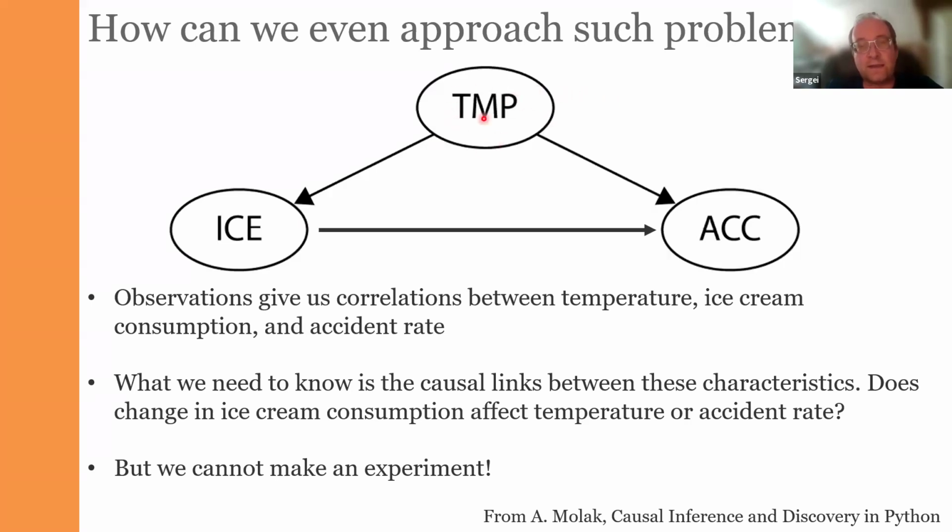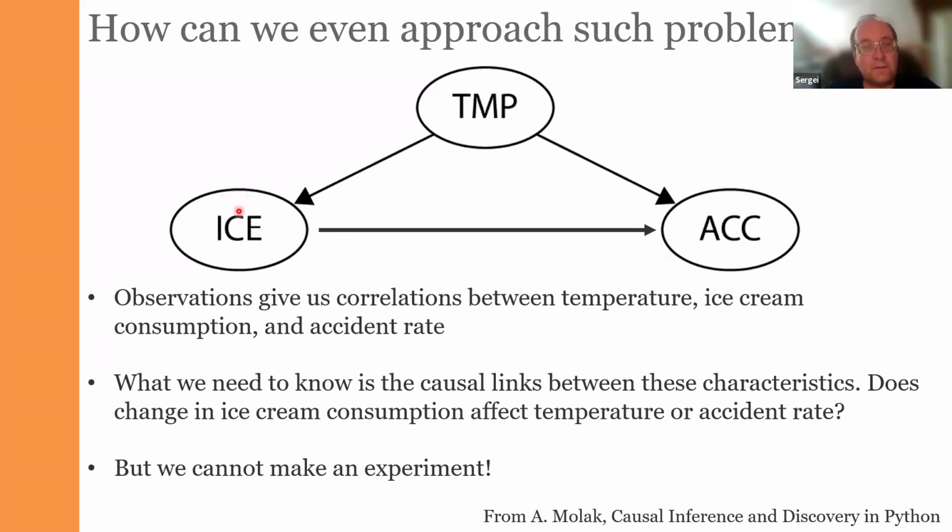So the basic setting of the problem is the same. Let's look again at our case of temperature, ice cream consumption, and accidents. Observations give us correlation between these parameters. What we want to learn is the causal link. The reason why we need to learn the causal link is because we ultimately want to reduce the number of accidents.